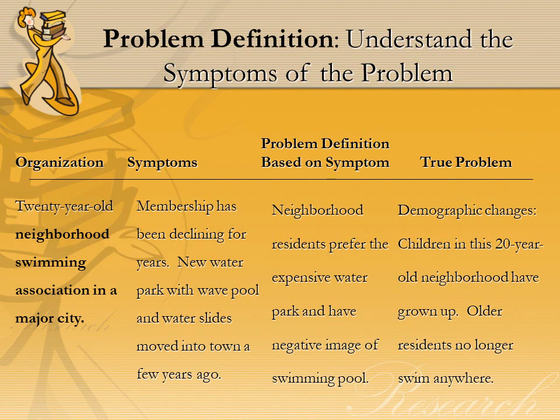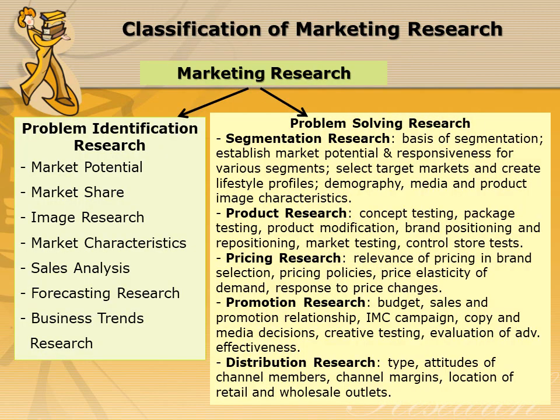This is what the iceberg principle is: first identify the proper symptom of the problem, then solve the problem, and based on that, define the research. So there are two kinds of marketing research problems. What is problem identification research? If your problem definition has not been defined properly, then problem identification research needs to be done. But if your problem definition is defined, then problem solving research.